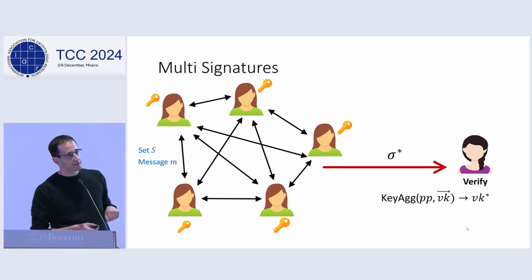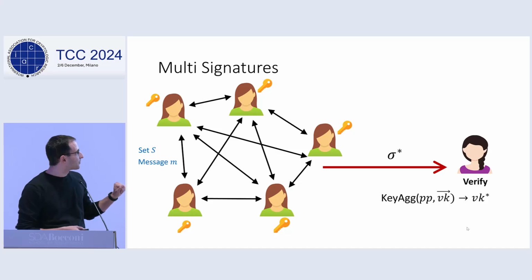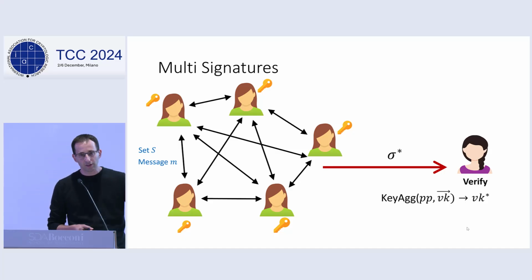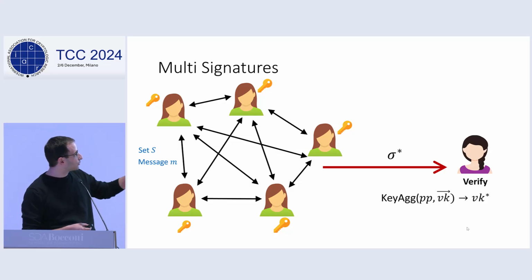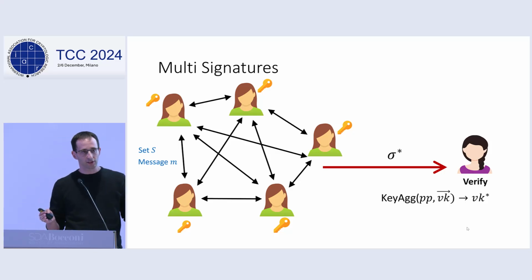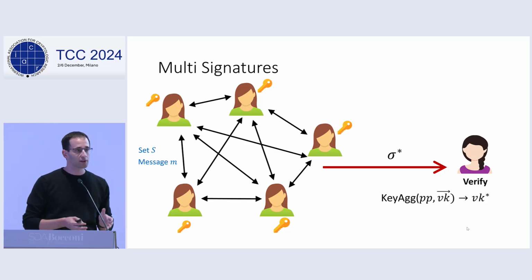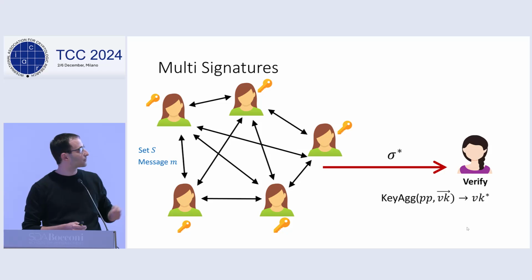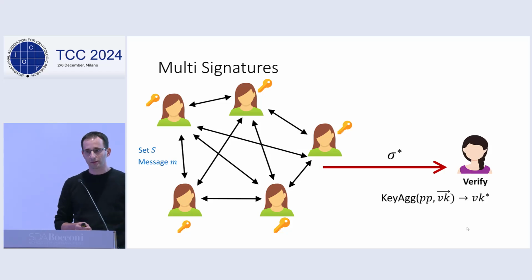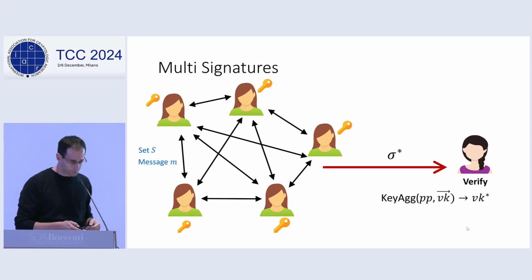The verifier of this scheme is going to get the aggregated verification key. Here we have a non-interactive version, so we just have a procedure that deterministically takes all the verification keys and compresses them to one small verification key. The verifier is going to get the set S, the verification key, and the signature sigma star.